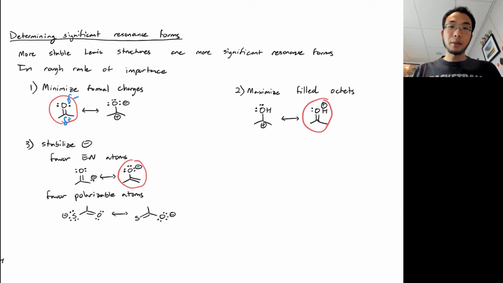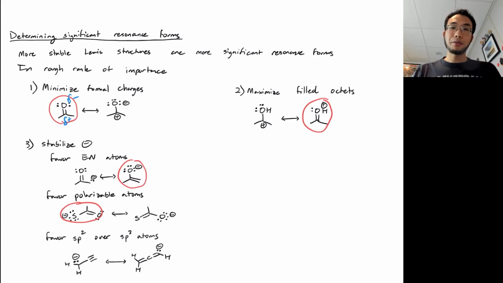Another periodic trend that will follow is to put charges onto more polarizable atoms. So in this case, we're comparing sulfur to oxygen. Turns out the polarizability of sulfur adds a lot of stability, so this resonance form might be a little bit preferred even though oxygen is a little bit more electronegative.